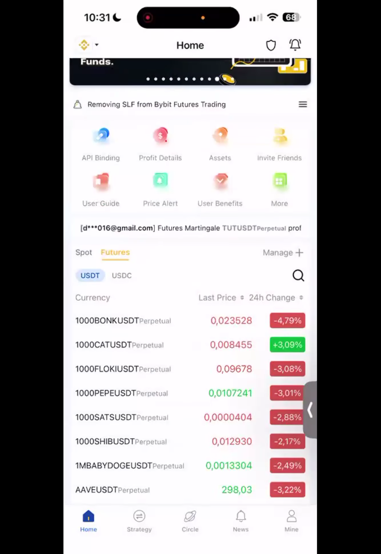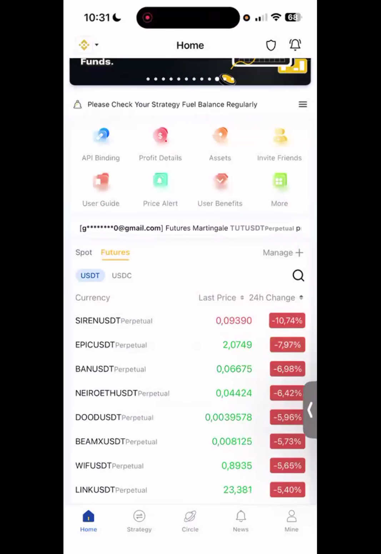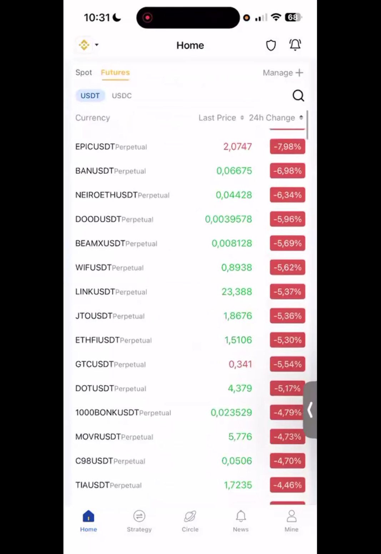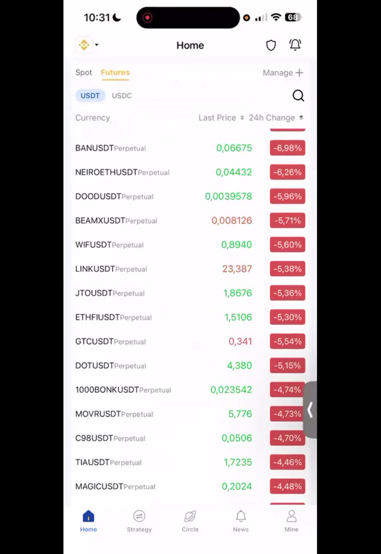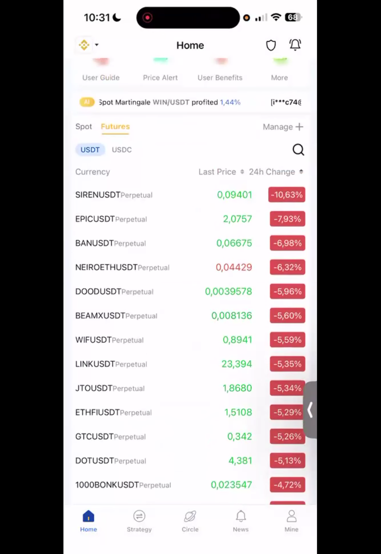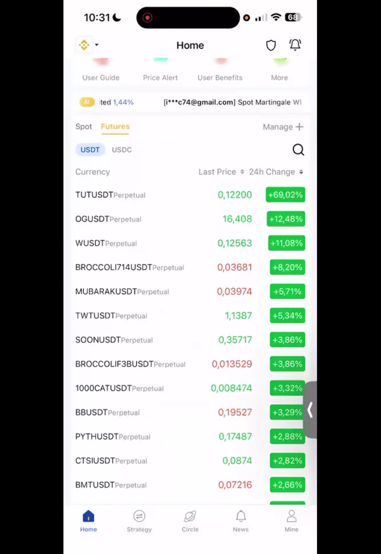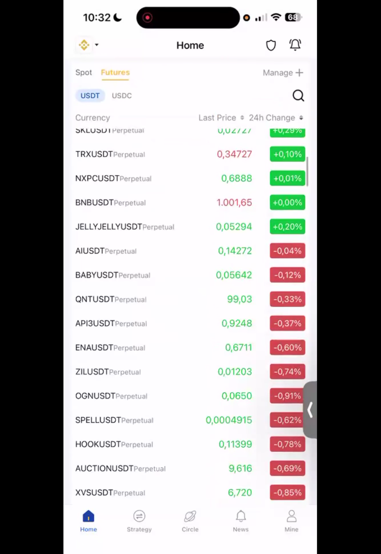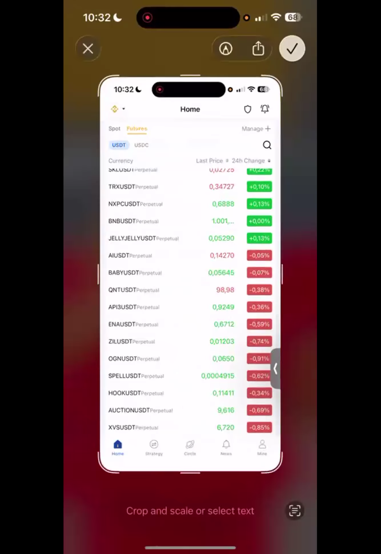So let me tap on the top arrow. It arranges them from the coins that are performing poorly in the market. When I scroll down, I'll be able to see the ones that are performing well. But I can simply tap on the down arrow to give me the ones that are performing great as well. Okay. But you can see that the ones that are performing poorly are a lot more than the ones that are performing well. How do you know the coin is performing well?